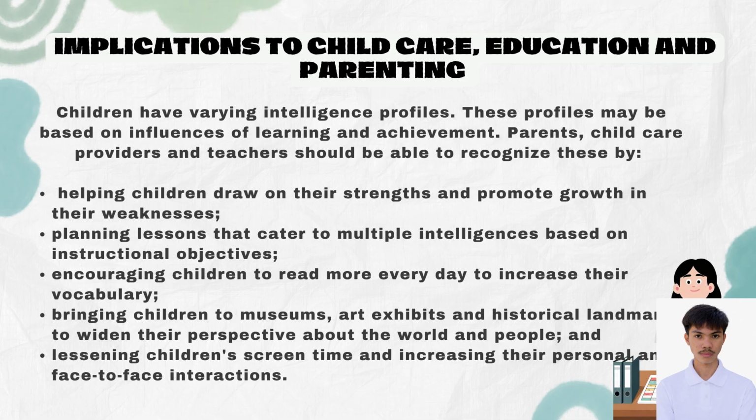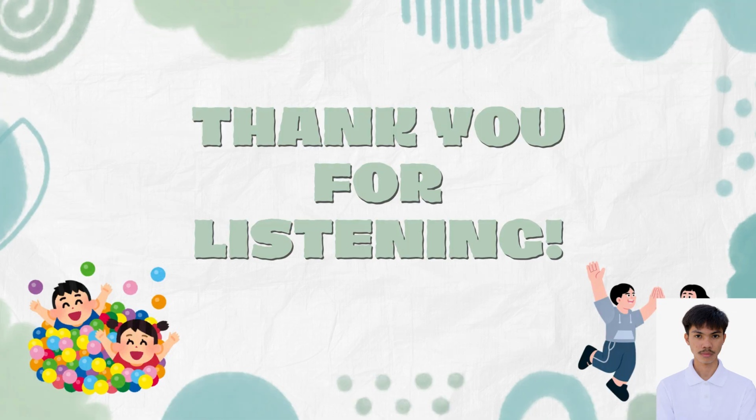The fourth is bringing children to museums, art exhibits, and historical landmarks to widen their perspective about the world and the people. Taking children to places like art exhibitions and historical sites helps them see and experience different cultures and history firsthand. This widens their view of the world and helps them appreciate the people and events around them. Lastly, limiting child screen time and increasing their personal, face-to-face interaction. Limiting the time spent on gadgets allows children more time to talk and play with others in person. This face-to-face interaction is important for building strong social skills and personal development.